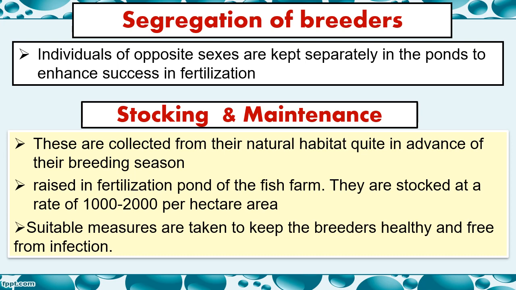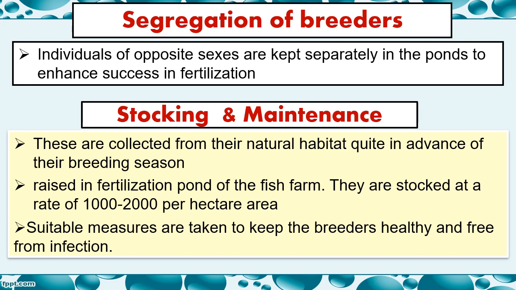Now we come to the stocking and maintenance of breeder fish. If the breeder fish are collected from the natural environment, they must be collected well in advance of their breeding season. If collected from a fish farm, they are collected 2 months in advance. They are raised in the breeding or fertilization pool of the fish farm, and they are stocked at a rate of 1000 to 2000 per hectare, in the case of carp fish.